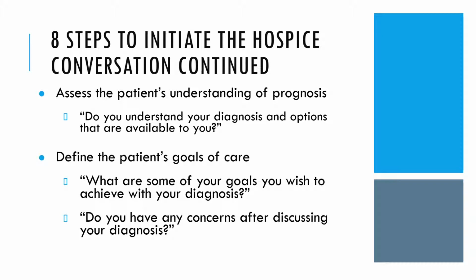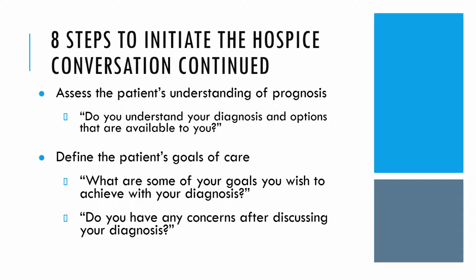Now I'm going to elaborate a little more on a few of the 8 steps. The first one being assessing the patient's understanding of their prognosis. An example of how to assess the patient's understanding of their prognosis is to ask the patient if they understand their diagnosis and the available treatment options and testing that are still an option.